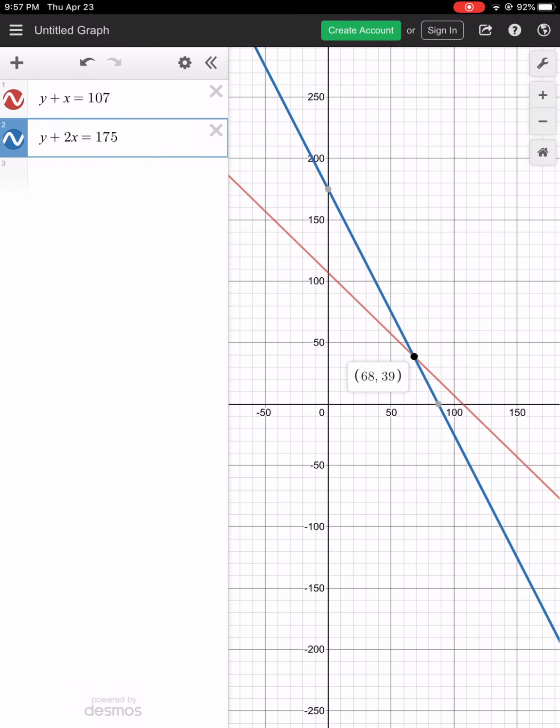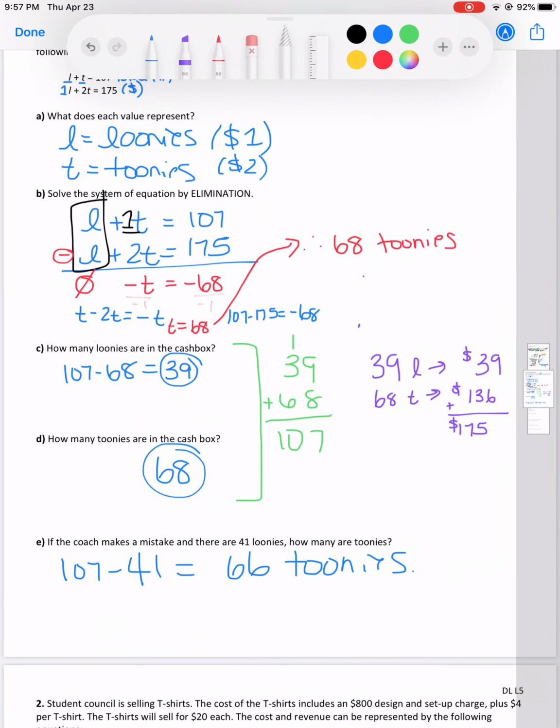68 and 39. That's our point of intersection, and that's what we found here. 68 and 39. It's like magic. I know.